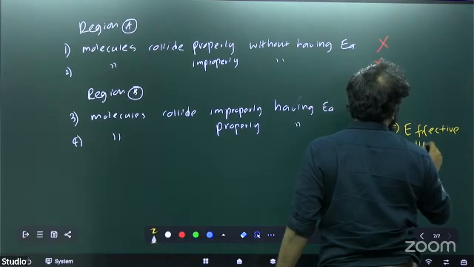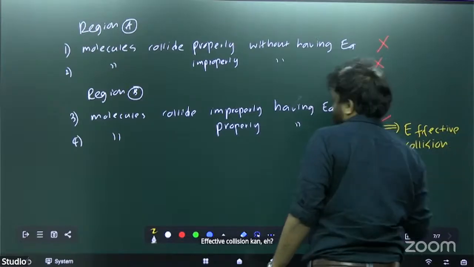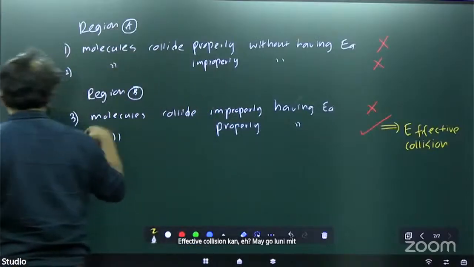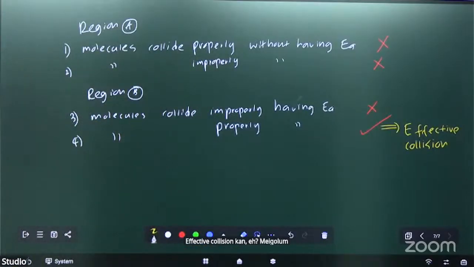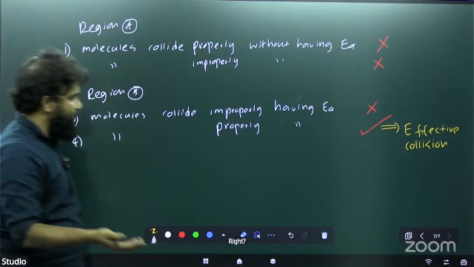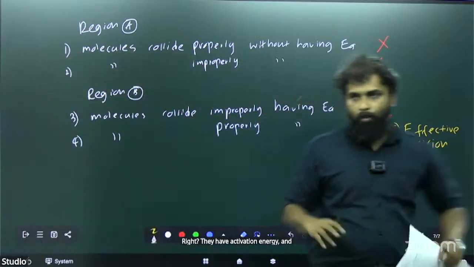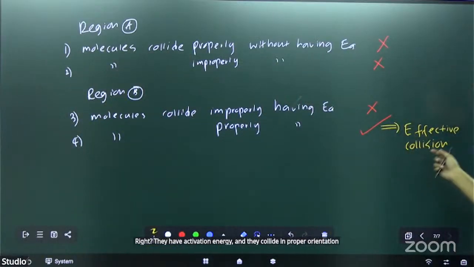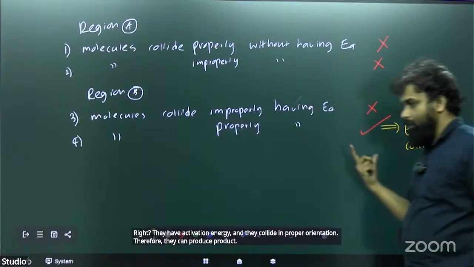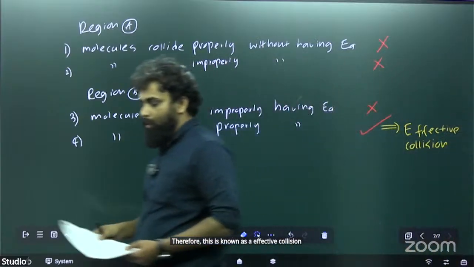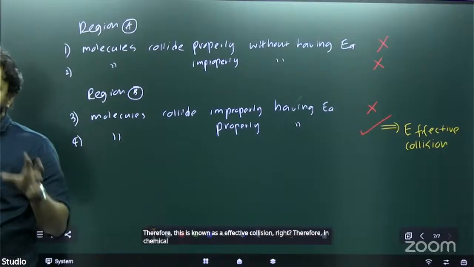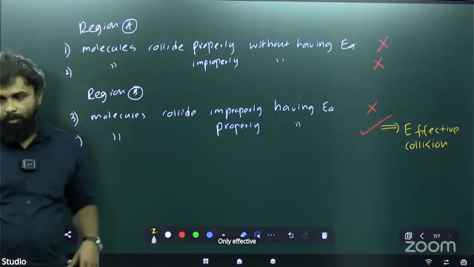Effective collision means only these molecules are useful. Only these molecules convert to the product. Right? They have activation energy and they collide in proper orientation. Therefore, they can produce product. Therefore, this is known as an effective collision. Right? Therefore, in a chemical reaction, only effective collisions produce product.